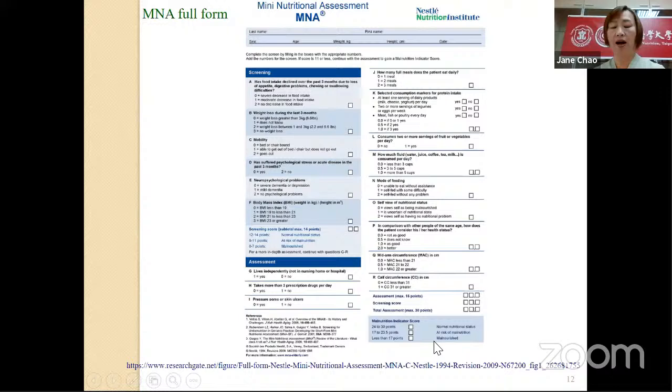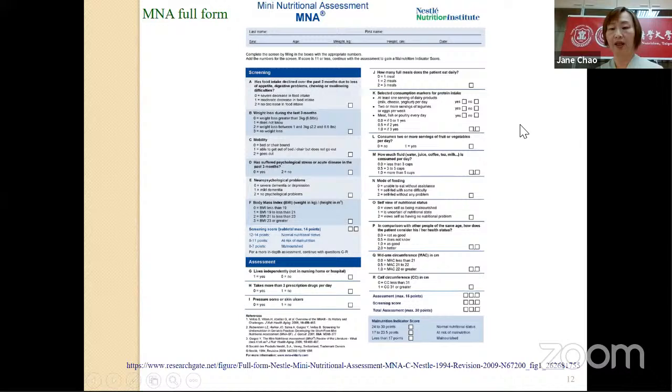So there are three categories. Right now, we do have another form derived from the original MNA form. We call it the MNA short form, which only has a screening part, so only 6 questions. But in the final question F, you can use either your BMI or your calf circumference, so they modify the scores. That's the MNA short form, especially for the elderly. With only 6 questions, you can determine whether you have malnutrition or not.